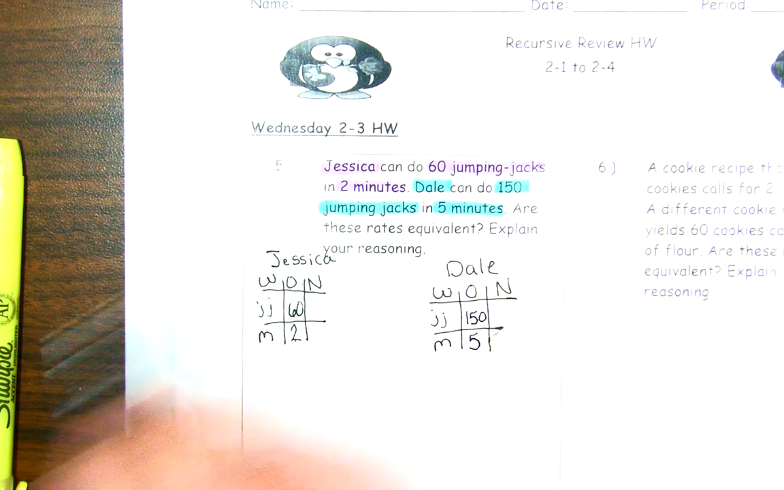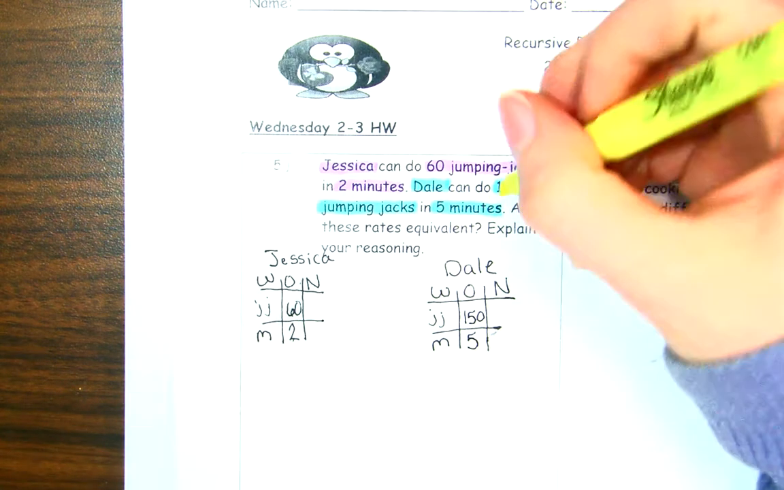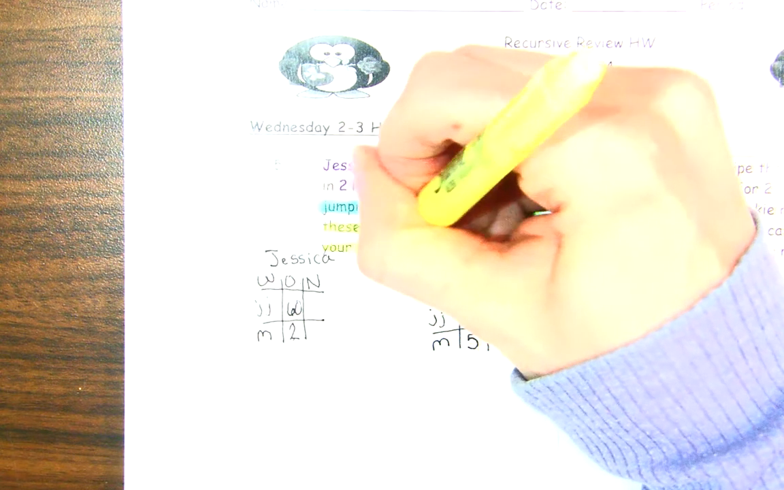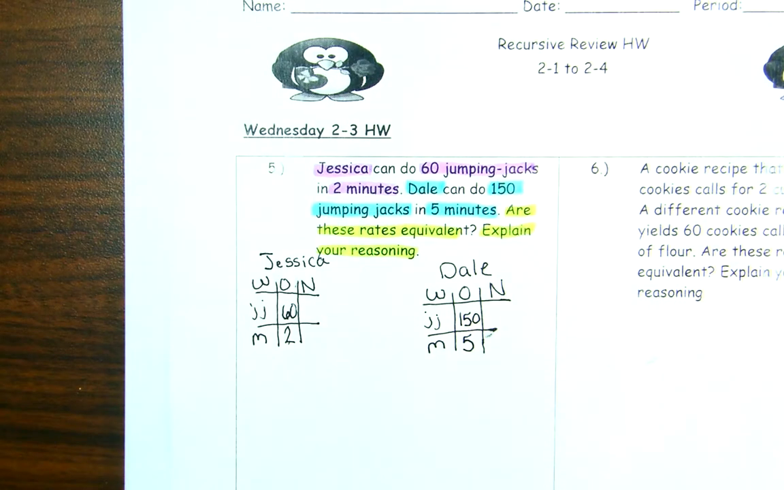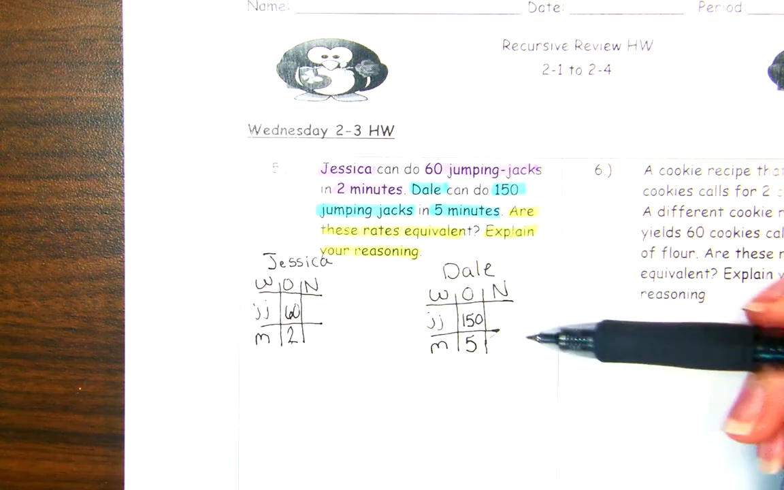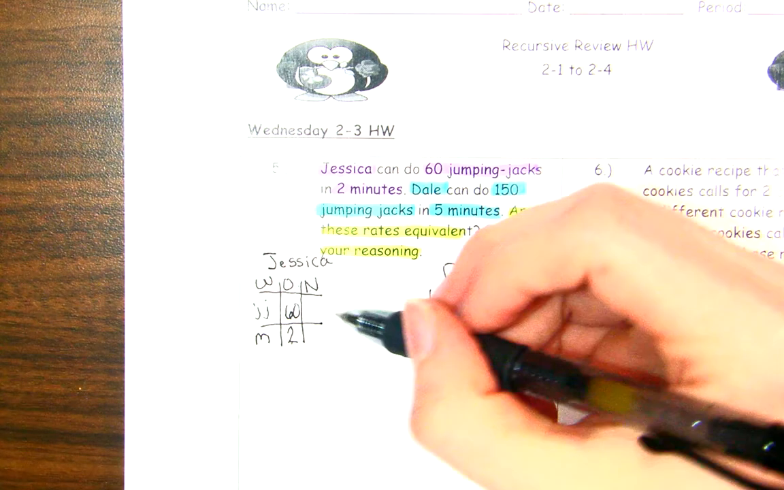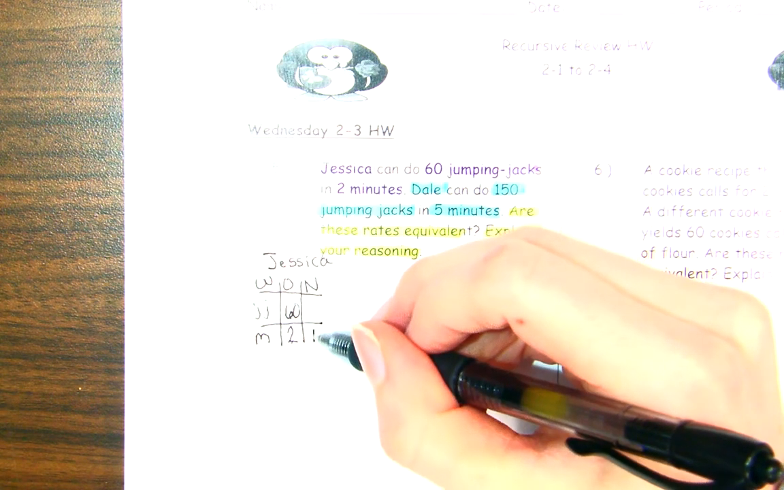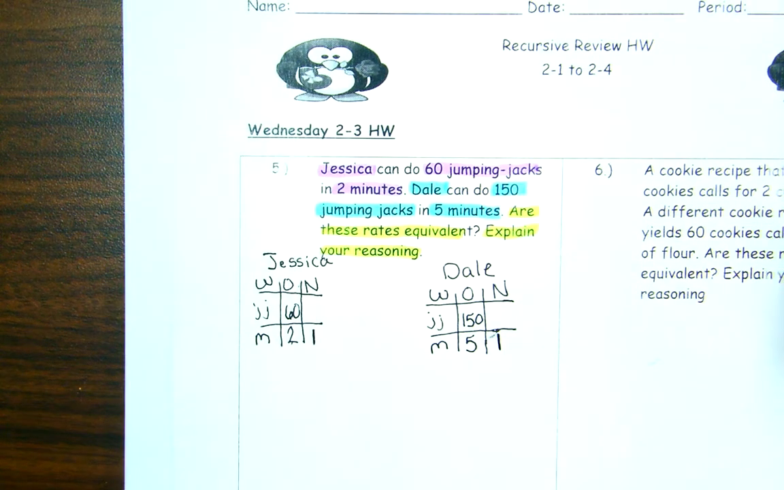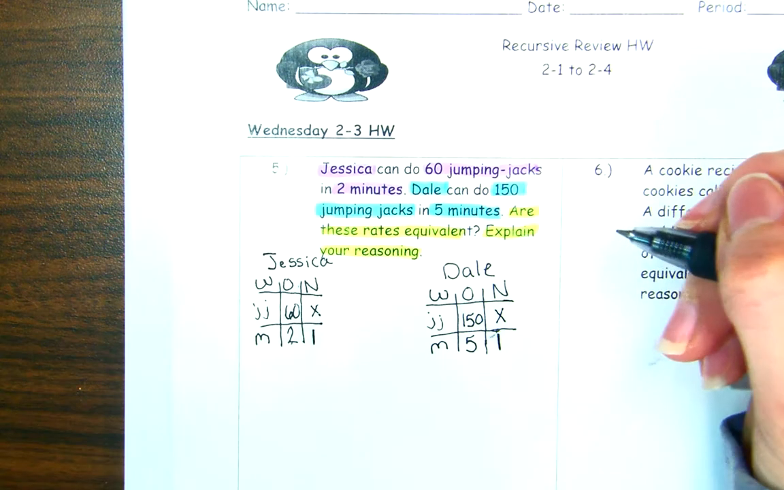So my question is actually asking me, are these rates equivalent? And it even asked me to explain my reasoning. In other words, it's asking, are their rates equal? Well, in order for me to find out if their rates are equal, I would need to find their unit rate, which means I would need to figure out how many jumping jacks they jump in 1 minute for both of them. So I would put a 1 next to the minute, and then I would represent jumping jacks with my X.